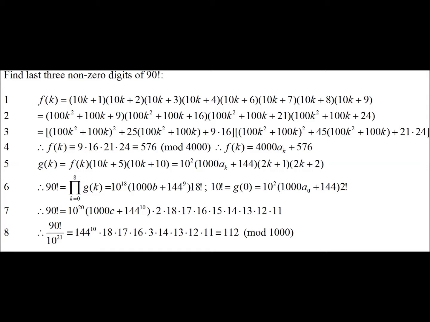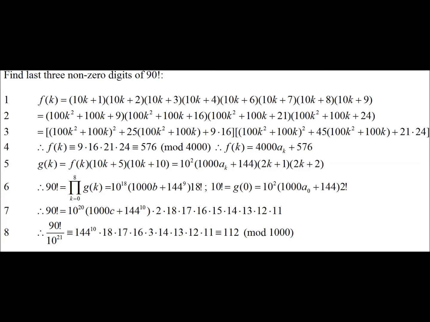and the result of combining those 9 terms. Excluding 18 factorial, 144 to the 9th will decide the last three digits. The b in the equation, like a_k, is an integer. Line 6 also shows 10 factorial isolated from 18 factorial equals g_0. Line 7 follows after replacing 18 factorial with g_0 and the product of 18, 17, down to 11. Line 8 shows that 90 factorial has 21 zeros at the end.